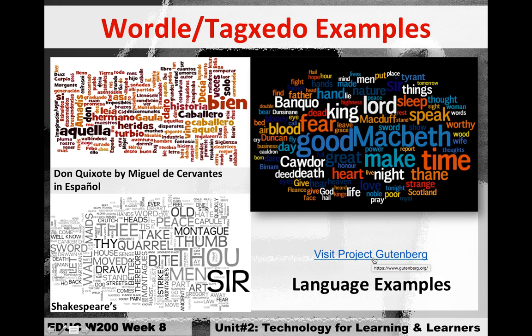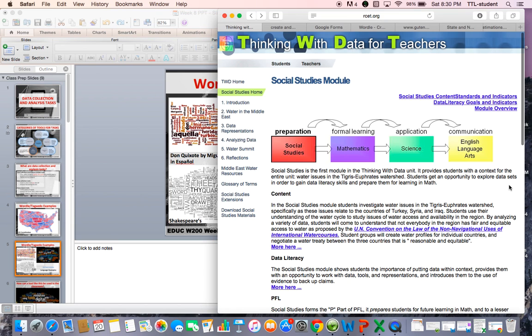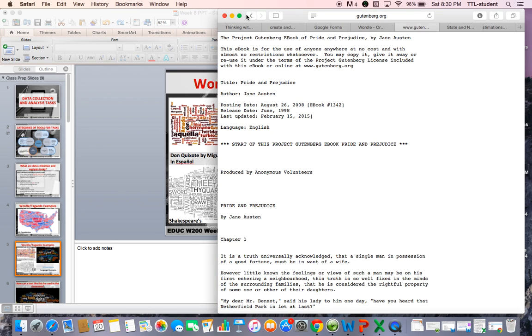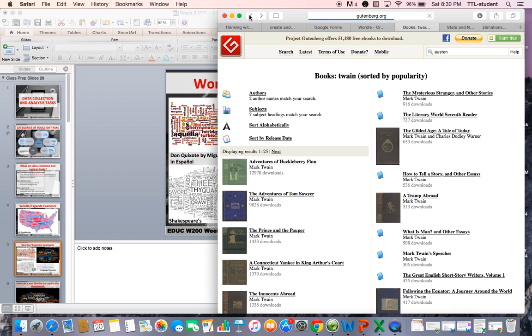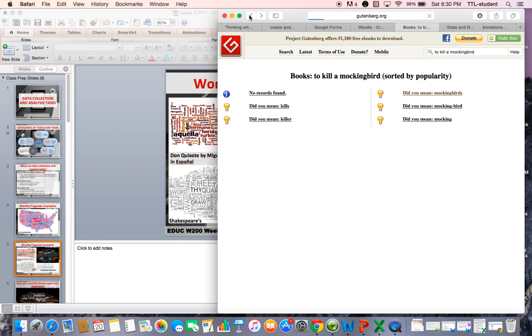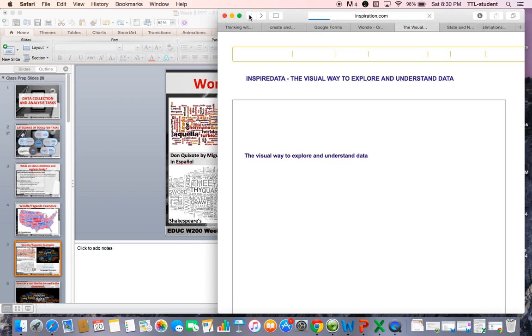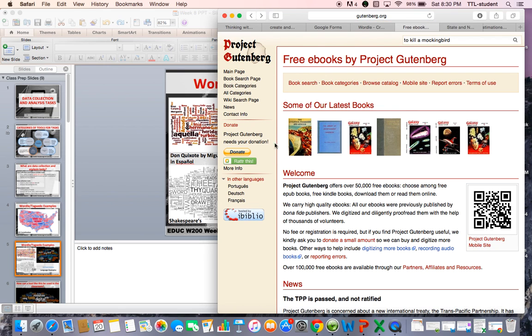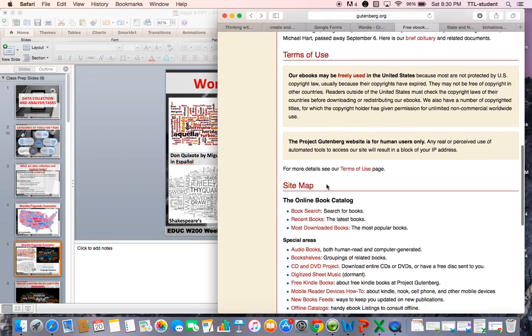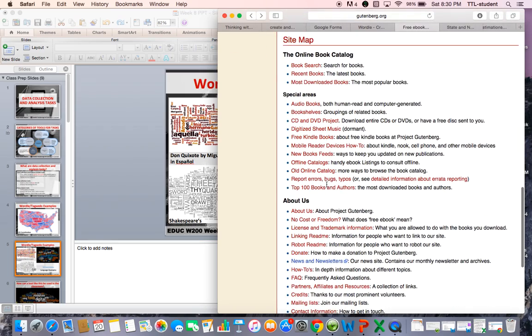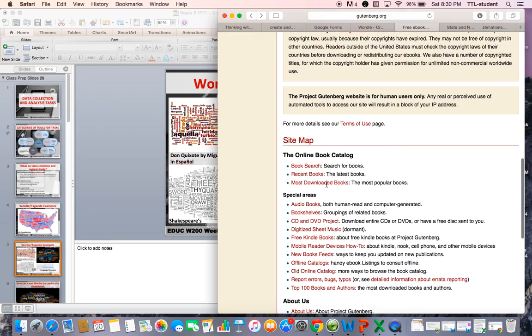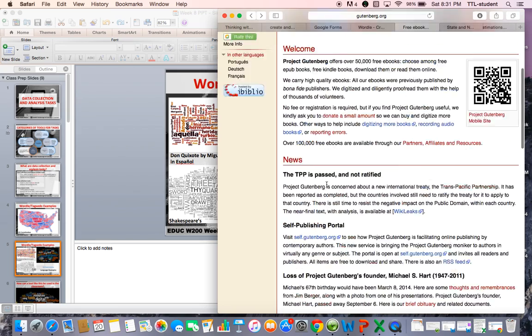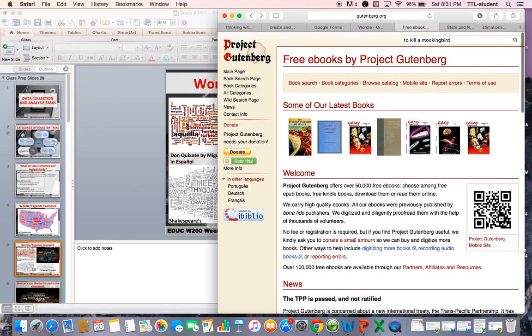In Project Gutenberg, I've already gone to Project Gutenberg here. On Project Gutenberg, they've got a ton of different authors, and you can browse through different books. And these are all free. These are all copyright-free books that are out in the public domain.